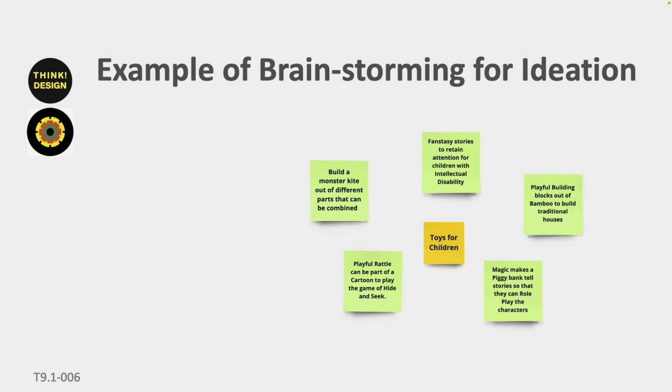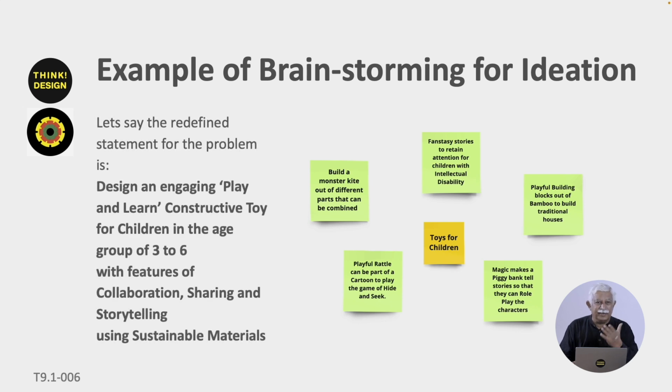So example of brainstorming for ideation, stick-it notes. This is toys for children. You put it around you, and generate as many ideas as possible. Design an engaging play and learn constructive toy for children in the age group of 3 to 6 with features of collaboration, sharing and storytelling. That is the using sustainable materials. So, this is the problem statement, and these are the ideas that you can generate. I can generate as many ideas as possible. Here there are just 5 of them. The more than this is better.